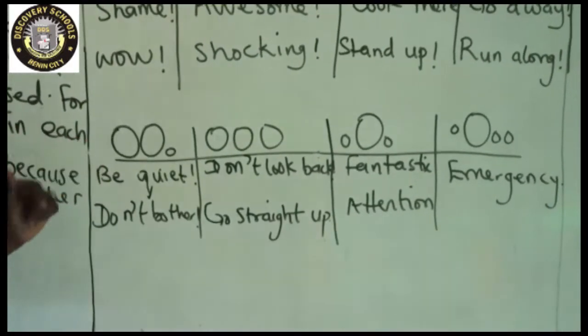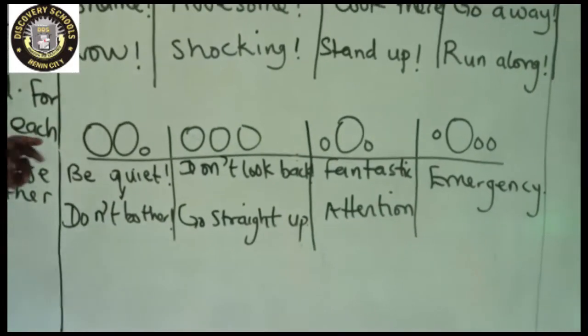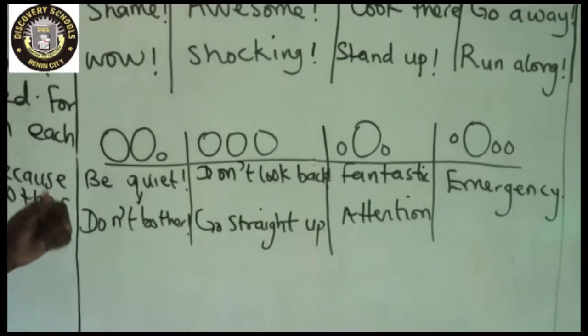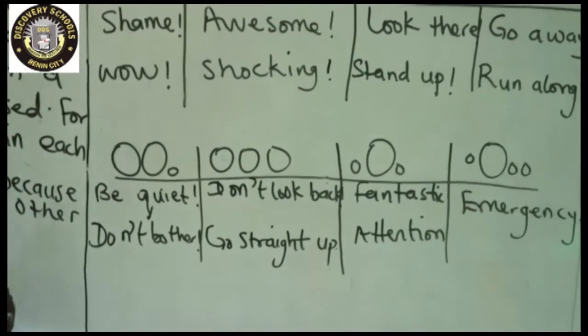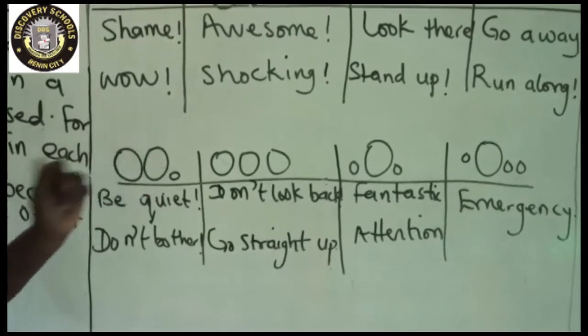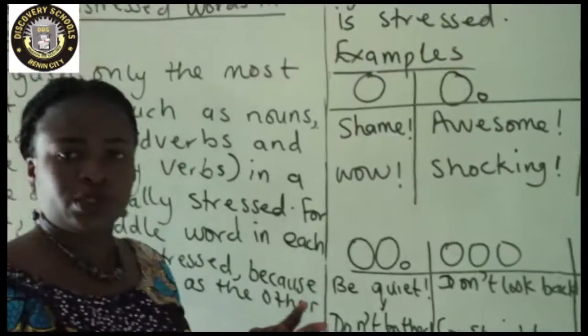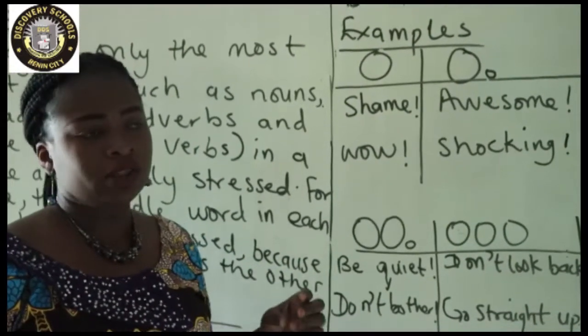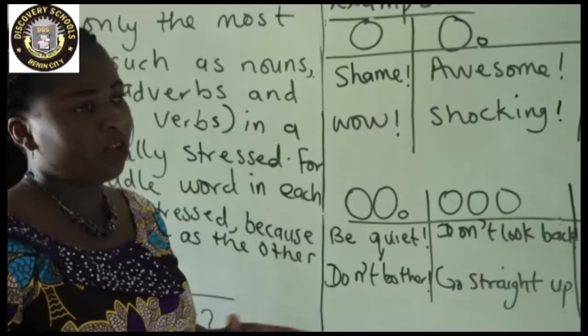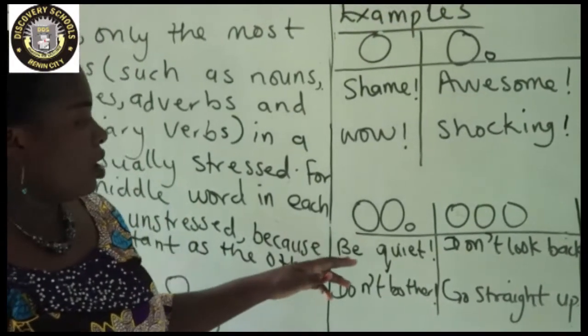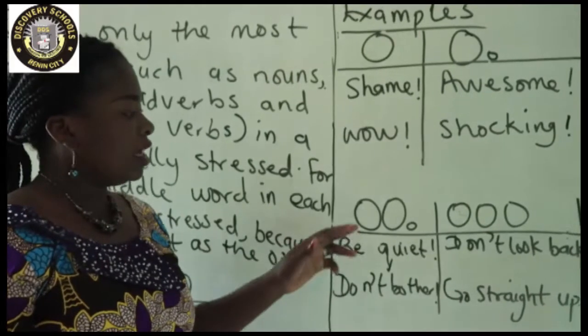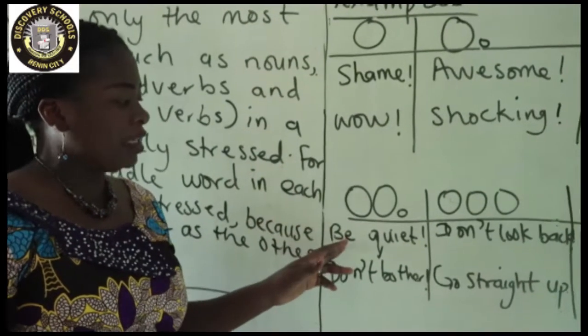Then we move to this other one that has capital letter O, two, and one small letter O. Then it means that the word has three syllables. It means that this particular word has what? Three syllables. That is to say, a combination of two words with three syllables. For this, the capital O means the first syllable is stressed.